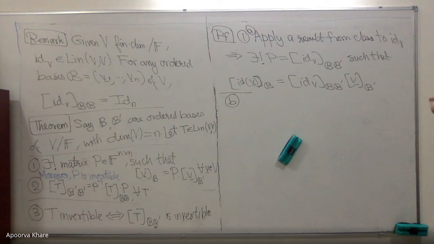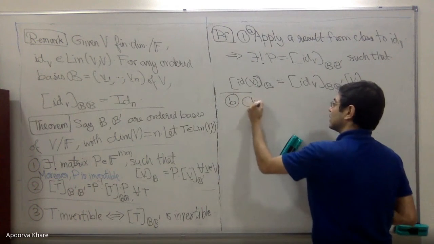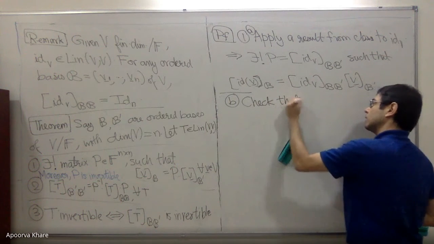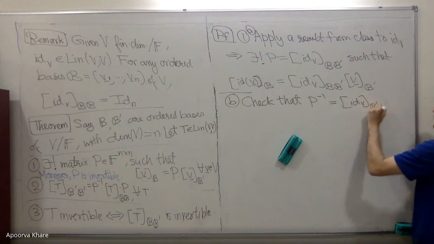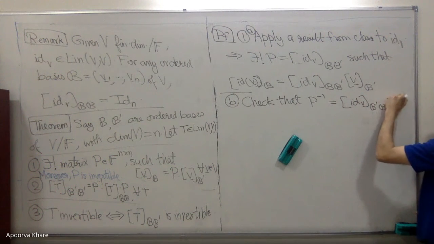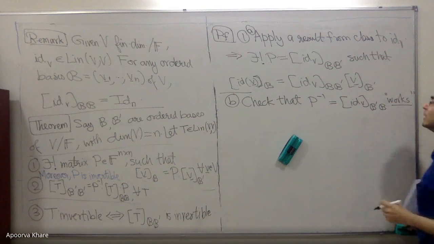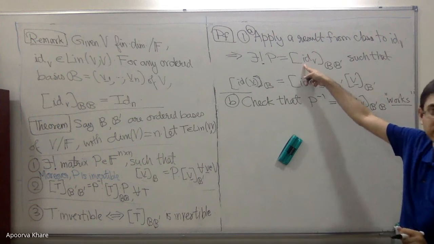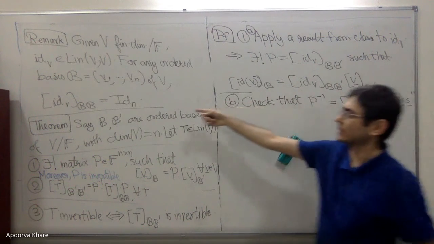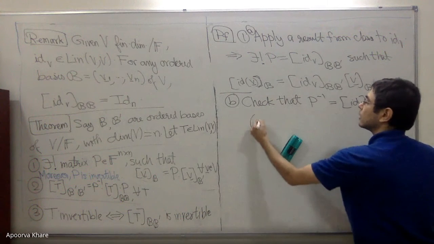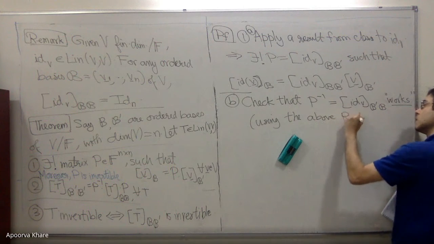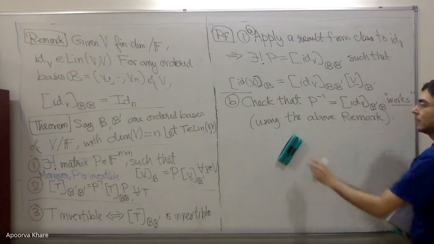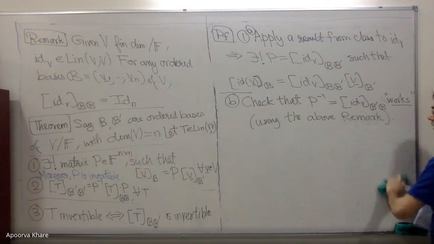Well, because I can compose with the identity matrix. So check that P inverse equals the identity matrix, this time from B dash to B, works. What do I mean by works? I mean that this matrix times this is identity and this matrix times this is identity, and that is obvious by this remark. Using this above remark, check that this is indeed the identity matrix's inverse.